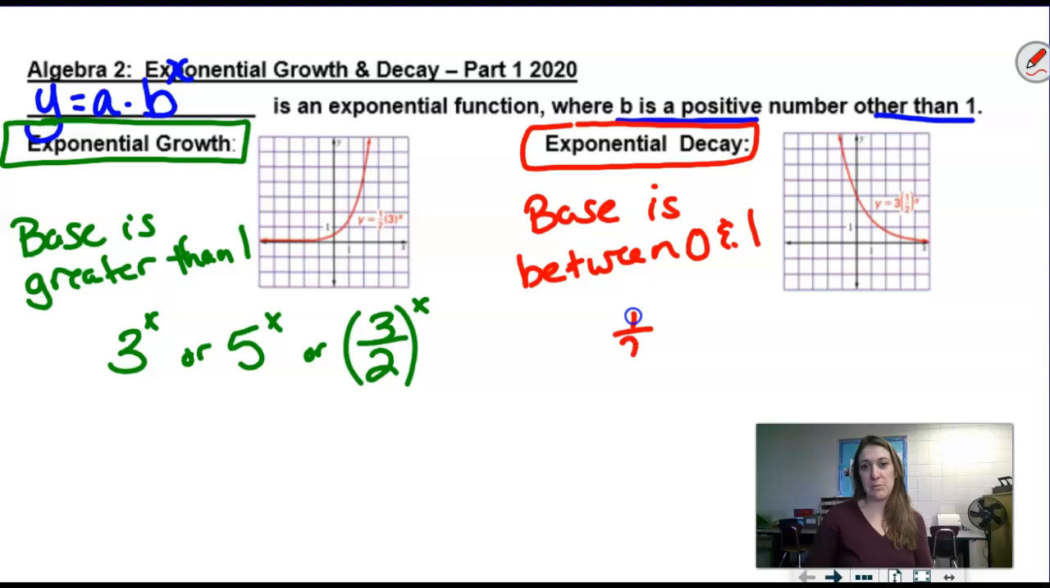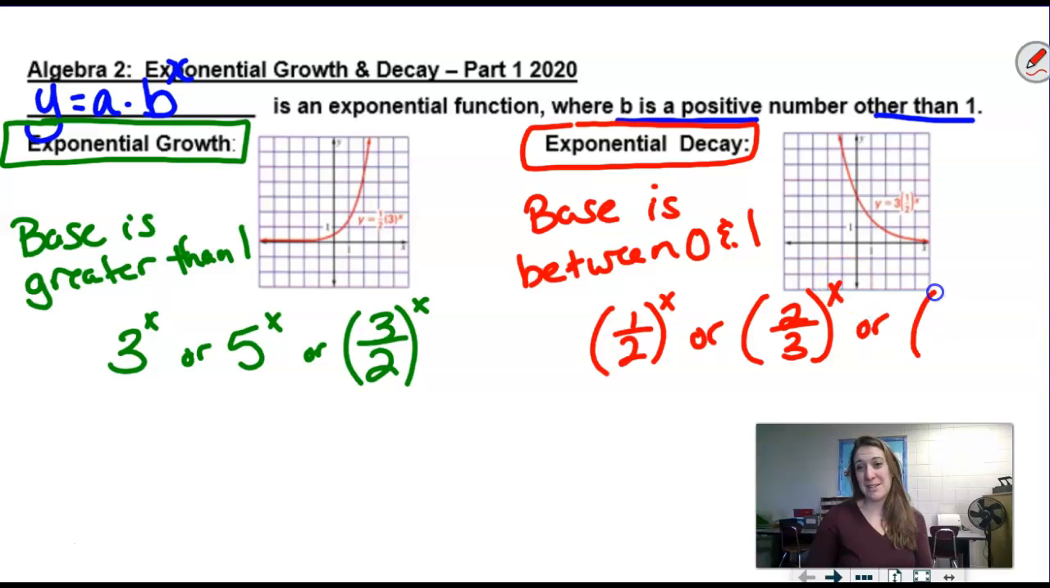So some examples of that would be like we see here, 1/2 to the x power, or, the possibilities are endless, right? 2/3 to the x power, or sometimes they're written as decimals, so like 0.4 to the x power. Those would all be examples of exponential decay, which you could clearly tell without graphing it just by the equation.